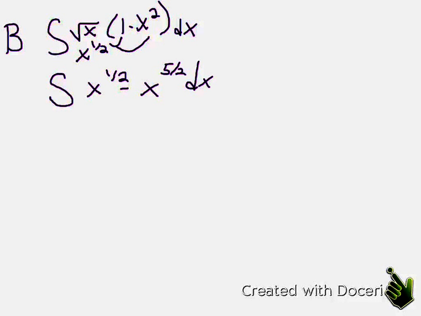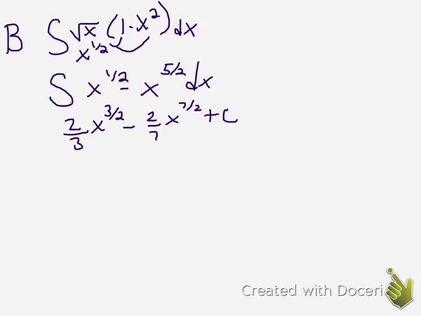And then we just integrate each part. So we end up with 2/3 x to the 3/2 minus 2/7 x to the 7/2 plus c. That second problem was one that you couldn't do. Again, that same problem we end up with, if we try to let u equal 1 minus x squared, we end up with the du of negative 2x, and there's no replacement for the negative 2x.